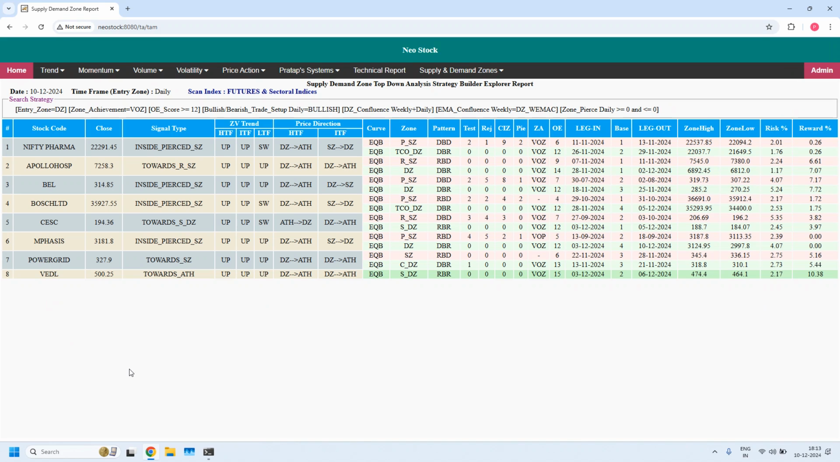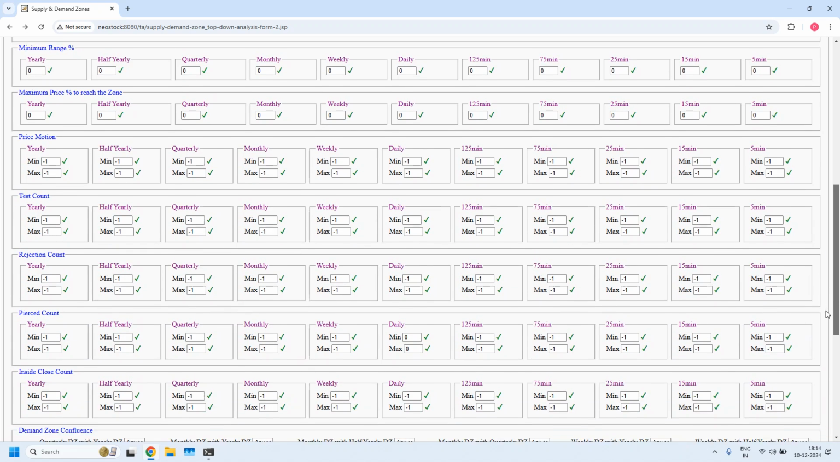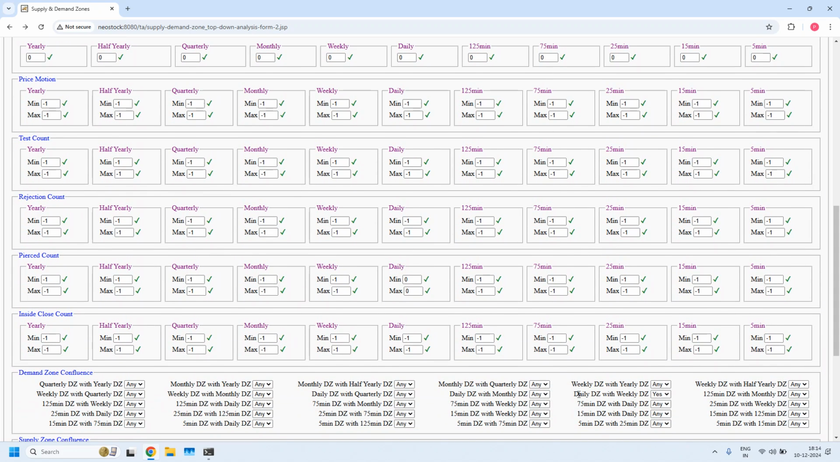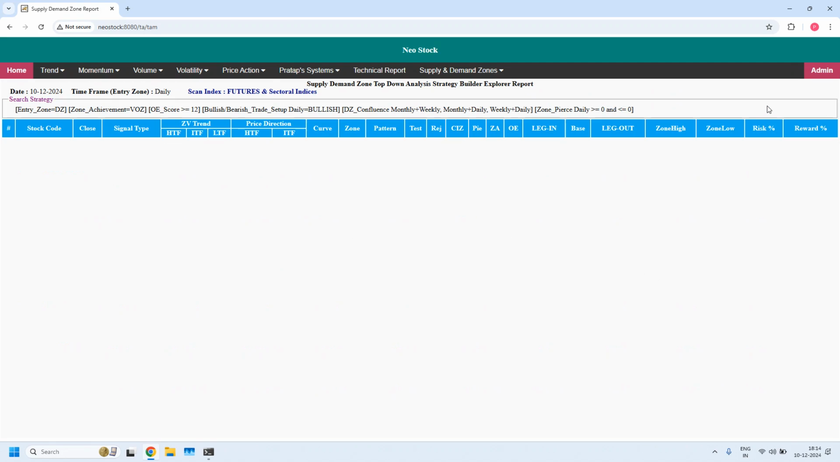Okay, next filter is based on LTF, ITF and HTF demand zone confluence. I am removing this EMA filter. In the demand zone confluence, 3 filters we have to set. First one is already enabled. Next, the second filter, daily demand zone with monthly demand zone confluence. Third filter, weekly demand zone with monthly demand zone confluence. With all the 3 filters, LTF, ITF and HTF demand zone confluence, we did not get any stocks.